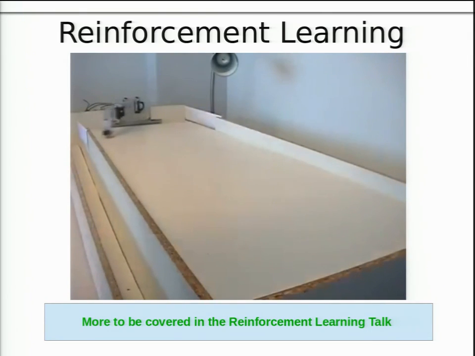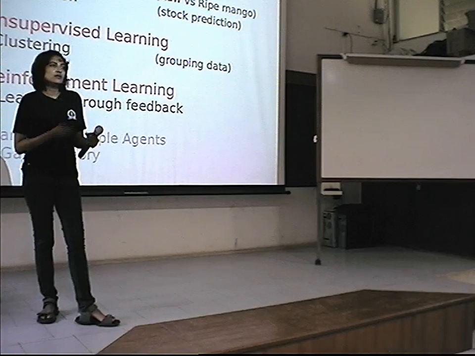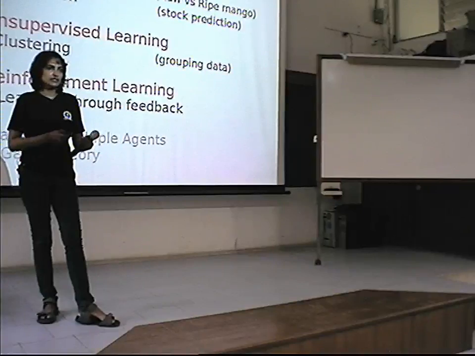Okay, so this is an example of reinforcement learning. So we looked at supervised learning, we looked at unsupervised learning, and we looked at reinforcement learning. So now the last thing we're going to look at is learning in the context of multiple learning agents. So in all the previous forms of learning, there was one learning algorithm that was taking some input and learning something from it.